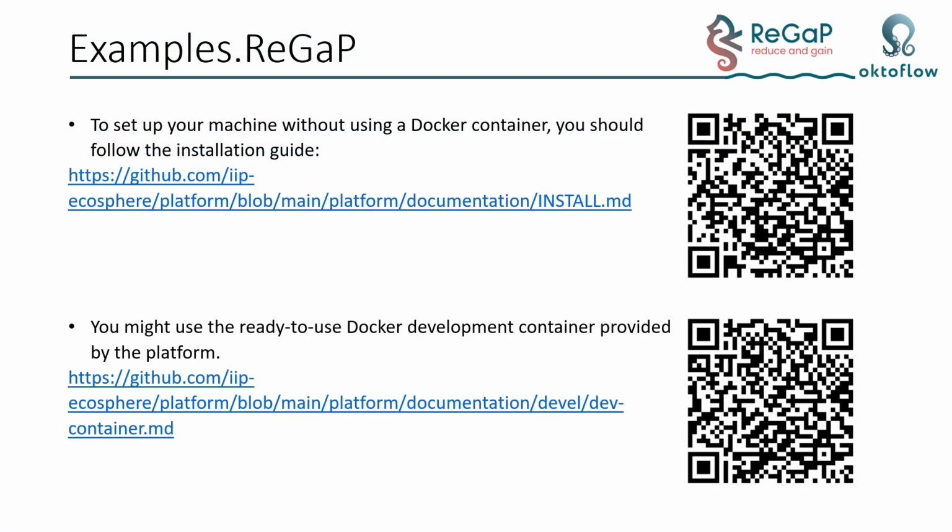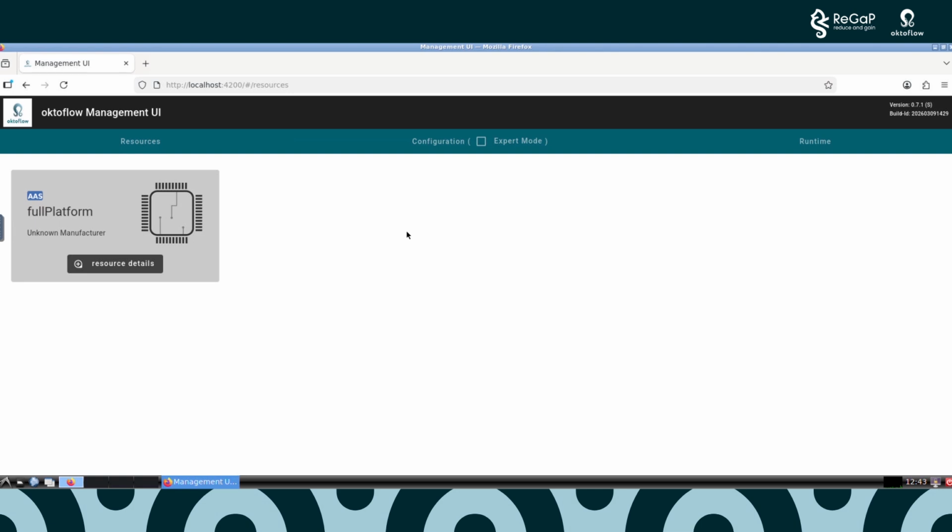To set up your machine without using a Docker container, you should follow the installation guide, install.md. You might use the ready-to-use Docker development container of the platform, devcontainer.md. We will skip this setup since it is not the scope of the video, and we will use the ready-to-use Docker development container. On the Management User Interface, we have three main tabs.